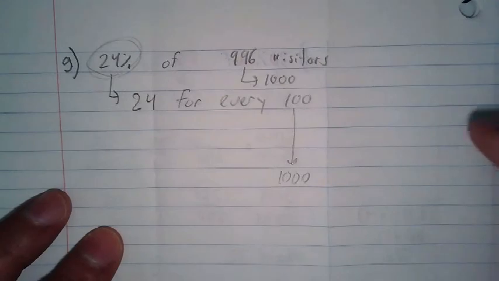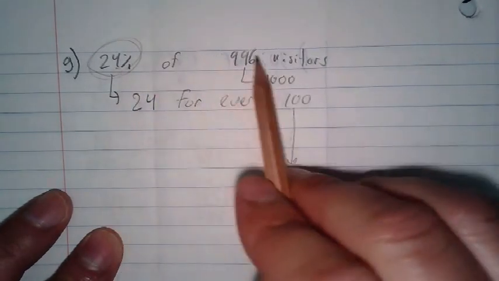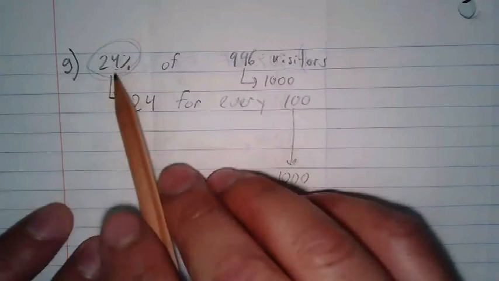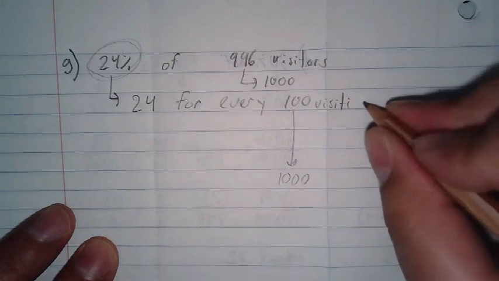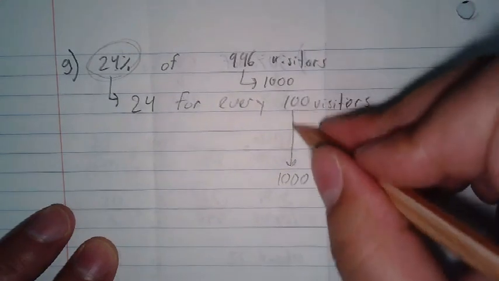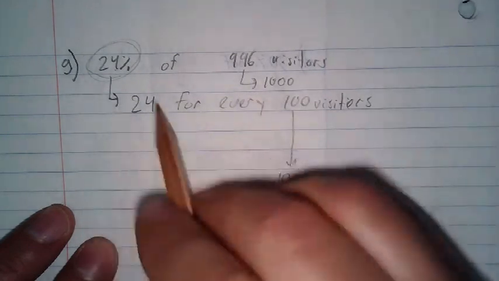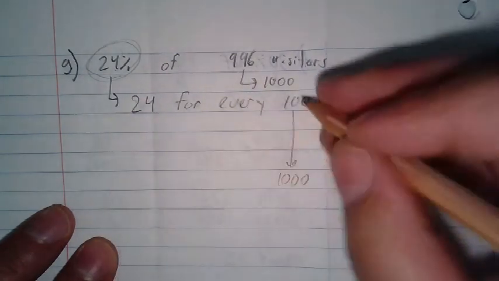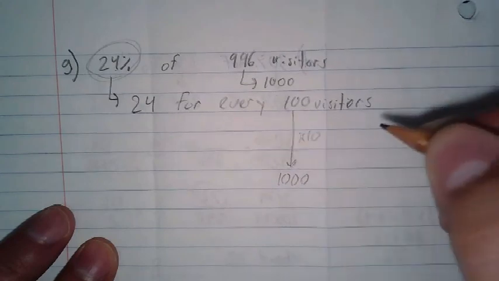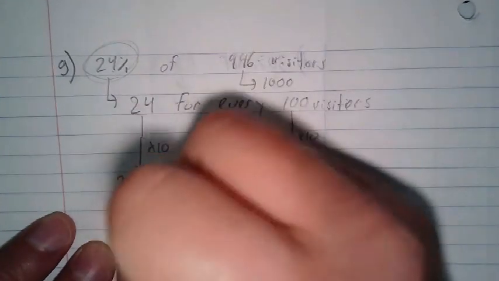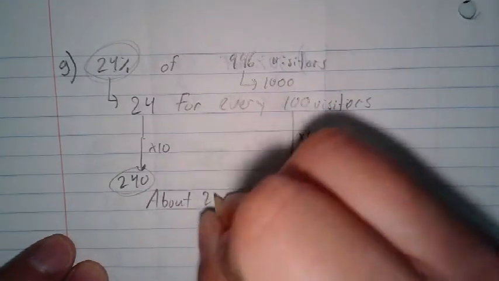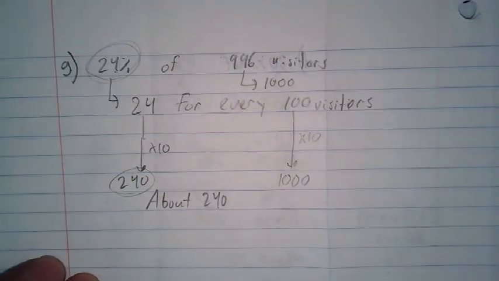Now let me explain what I just did. Wait, I might have lost some of you. 24% of 996 visitors. So what I'm saying is 24% is 24 for every 100 visitors. That's by definition what 24% is. But if we have 1,000 visitors, how many of those are going to be under the age of 3? Well, they'll go from 100 to 1,000 and multiply by 10. Guess what? I'm going to do the same thing here. 24 times 10 is about 240. So there's your answer. About 240. Okay, that's it for this.